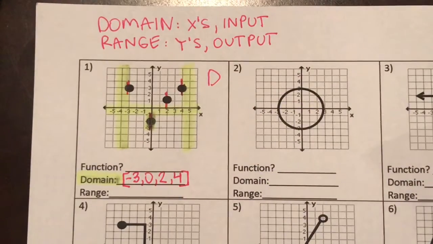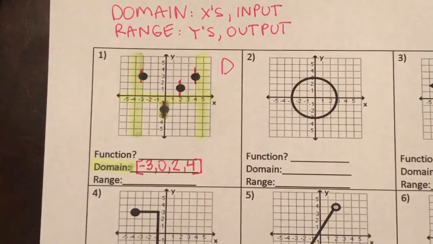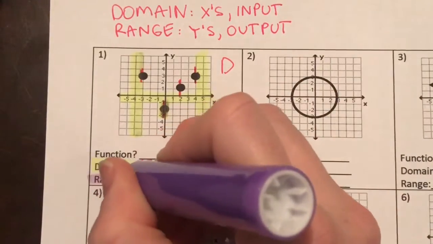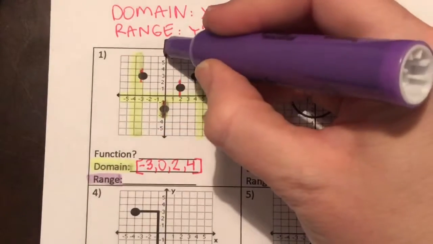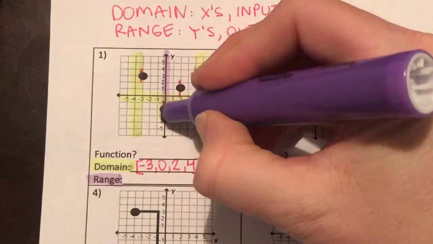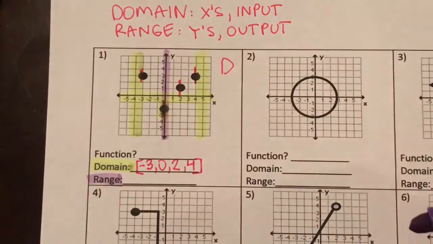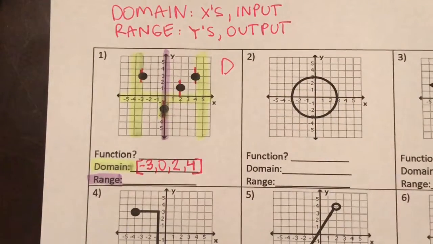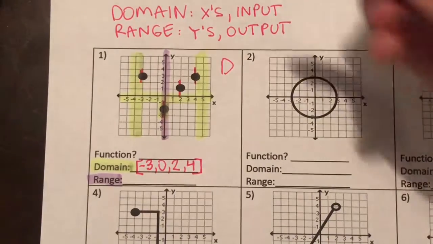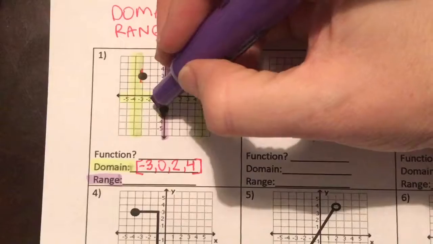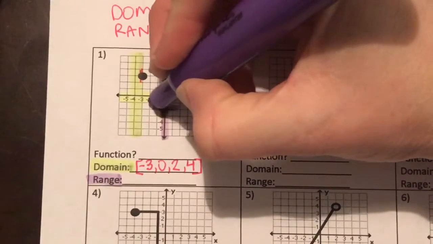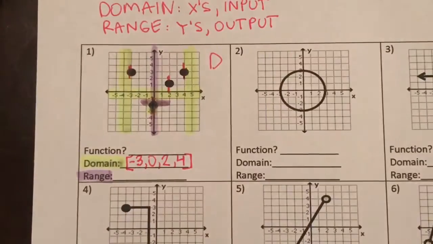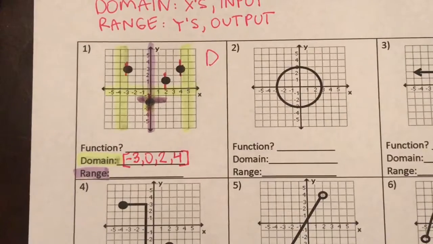All right, so for the range, I'm going to use purple. So these are my y values. So here are my y's. Okay, I want to look at all of my individual y values, all right? So I would do the same thing, but this time I'm going to go from the bottom to the top, okay? Again, these are individual points.